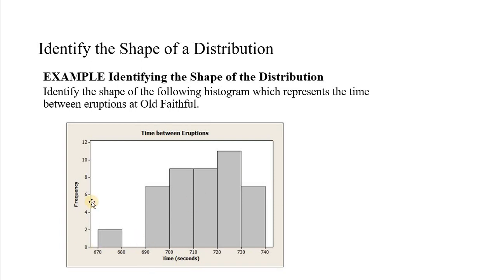If you look at this shape right here, which represents the time between eruptions at Old Faithful, in seconds, I can tell you this is going to be skewed to the left because here is the peak and there is a tail to the left.